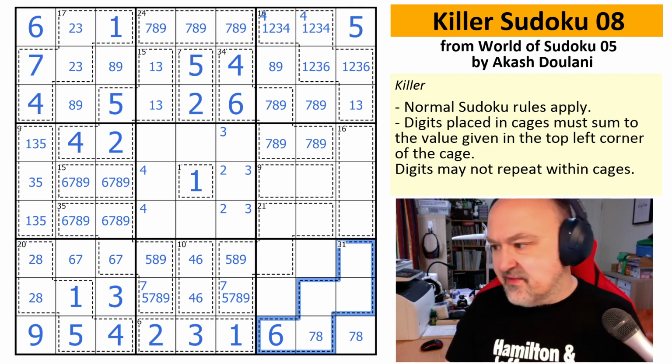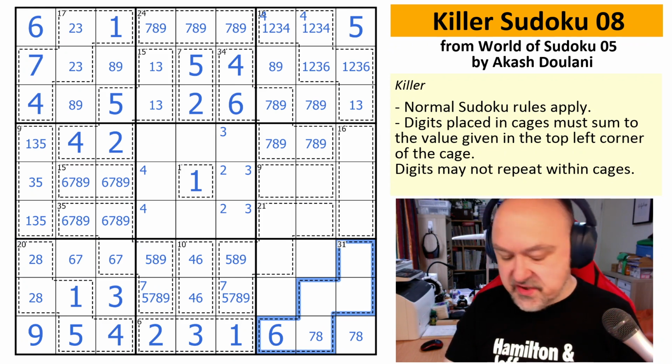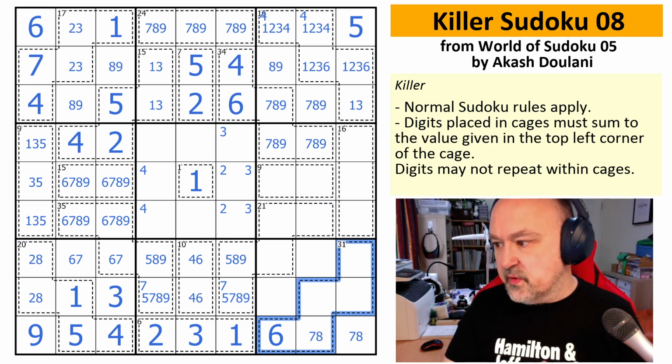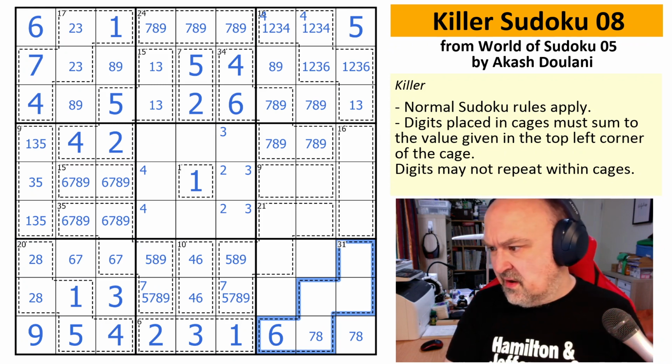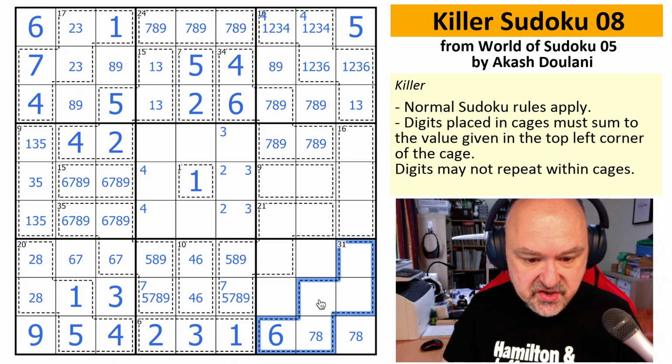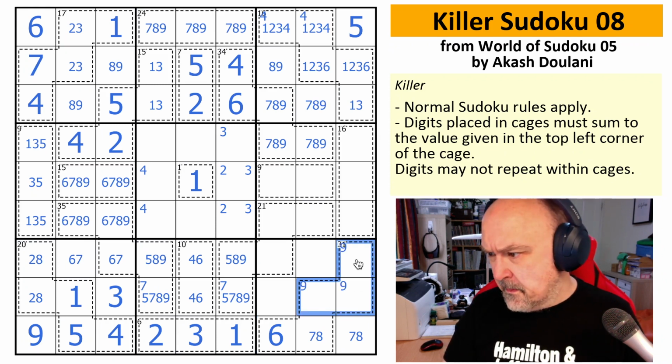So we must have a 6 in the 31 cage. So that removes 2 of the options, and we're left with 1, 6, 7, 8, 9, 3, 5, 6, 8, 9, or 4, 5, 6, 7, 9. None of those. We must have a 9 in the cage. So there must be a 9 somewhere in the cage.